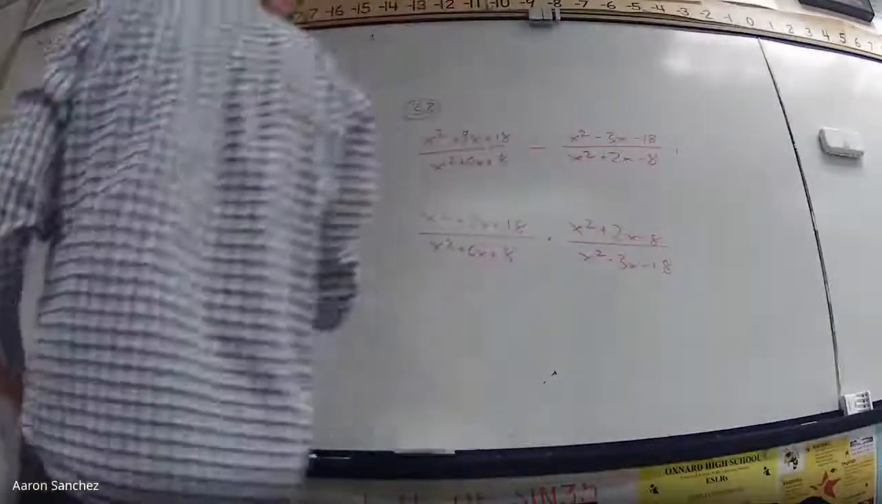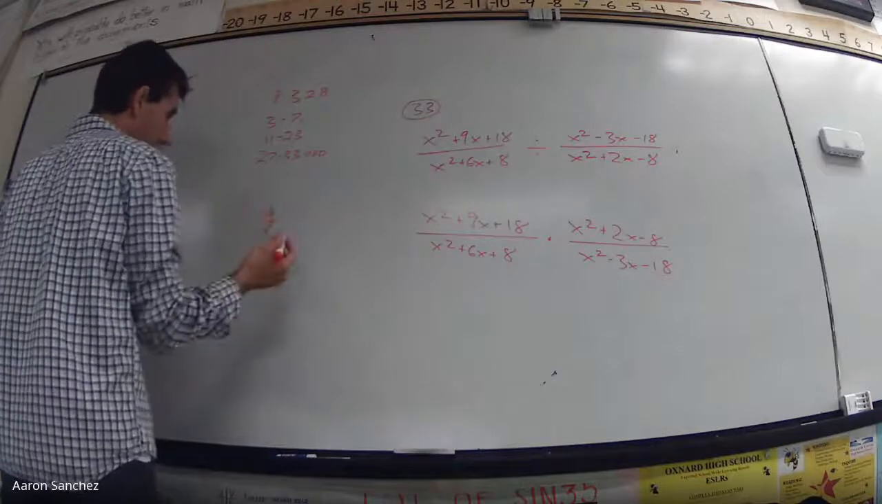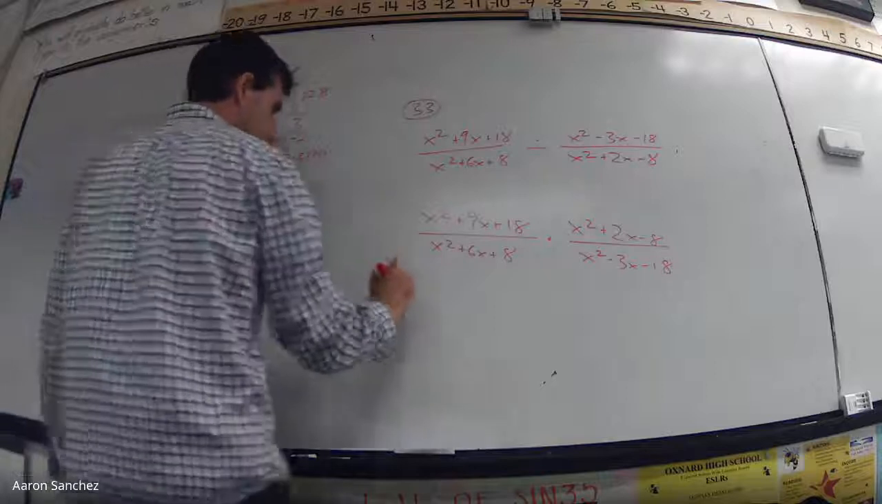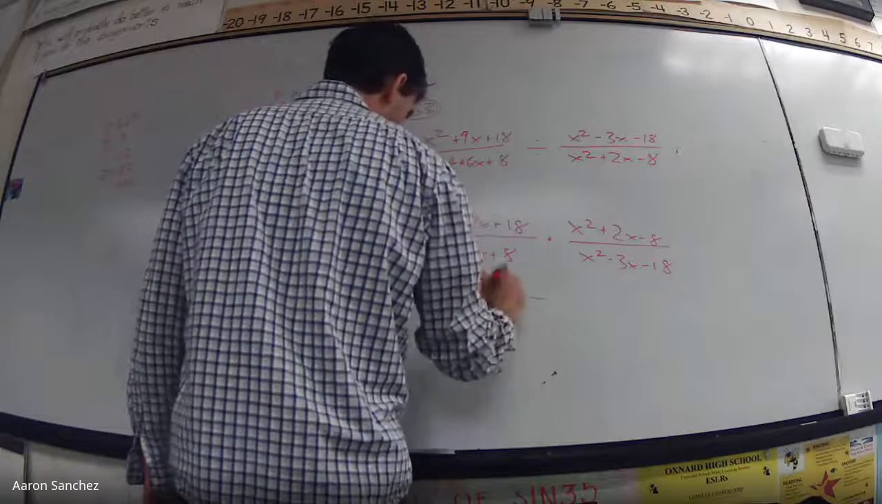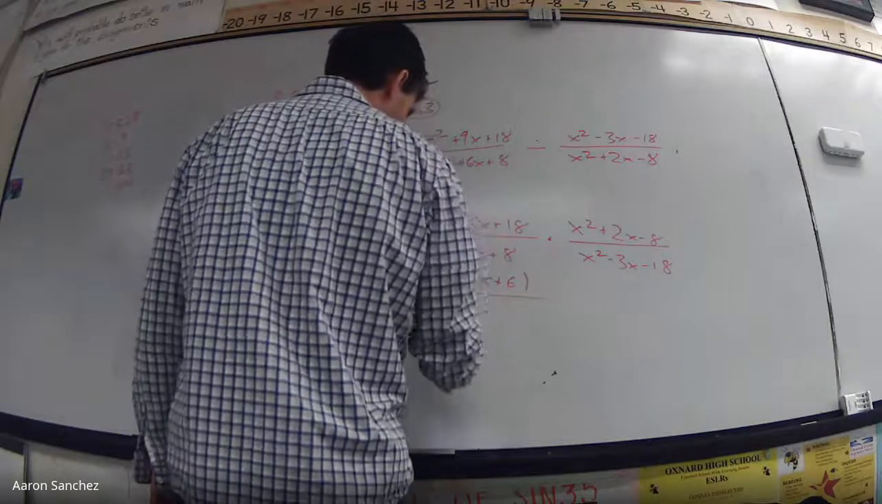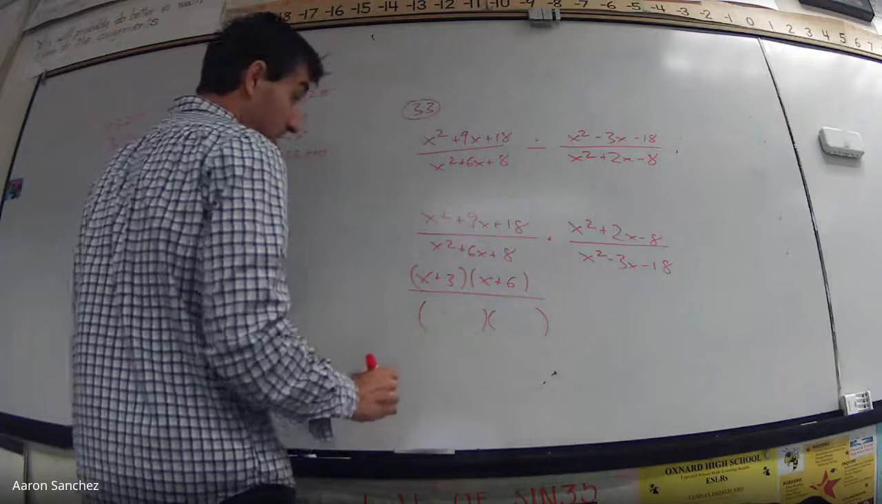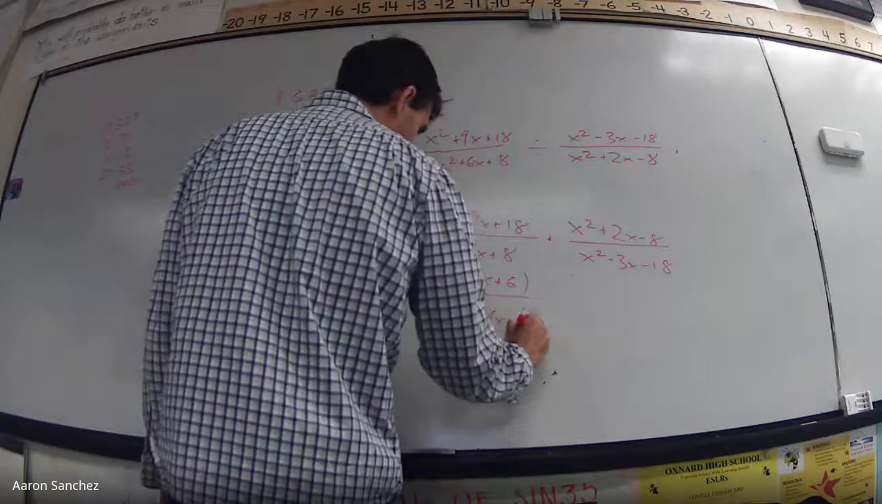So you want to go 18 and 9. What times what equals 18 and adds to 9? 3 and 6. So this is going to be x plus 3 times x plus 6. And then here, what times what equals 8 and adds to 6? It'll be 2 and 4. x plus 2, x plus 4.